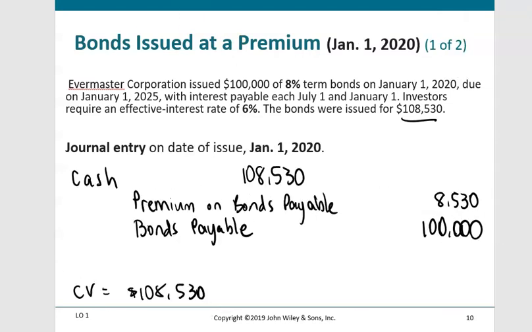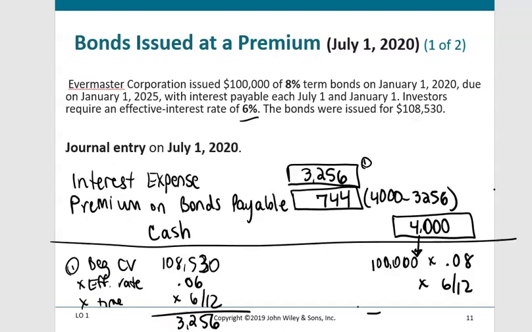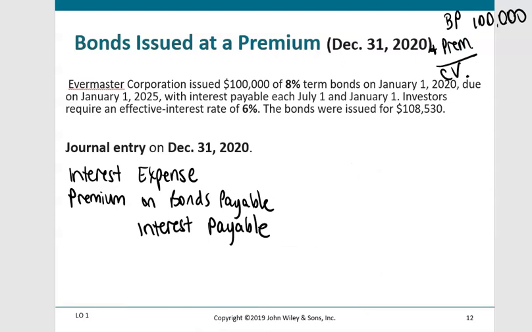Well, it began at 8,530, and then we reduced it by 744. So the balance in the premium account is 7,786, giving us a carrying value of 107,786.